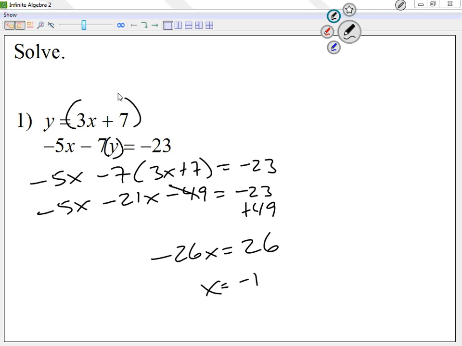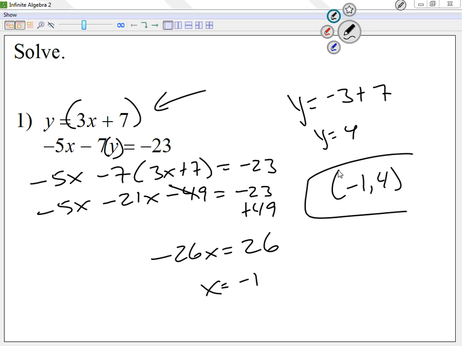Remember, I just substituted everything for y, got rid of parentheses, letters on one side, numbers on the other. You guys can work that. Now for us to solve for y, let me use that equation. I'm going to say y equals negative 3 plus 7. The negative 3 is because I went 3 times x. So y equals 4. So my answer should be negative 1, 4.